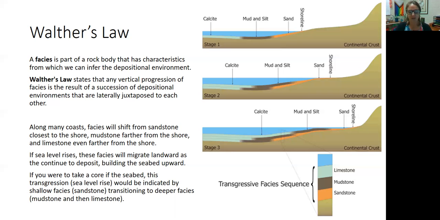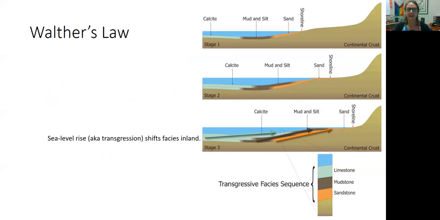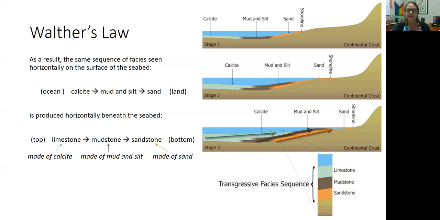So what I mean by this, let's step through it. All right, so let's say that sea level rises and all of these facies, the shoreline facies, the shallow facies, and the deeper facies all start to shift inland as sea level rises. Okay. Now, this shifting inland is going to cause the same sequence of facies seen horizontally on the surface, which we know from the ocean to the land is calcite, mud and silt, and sand. That's going to produce the same horizontal order. So if I was to take a core, right, and look down into the seabed, the sequence that was produced, I would see that exact same sequence.